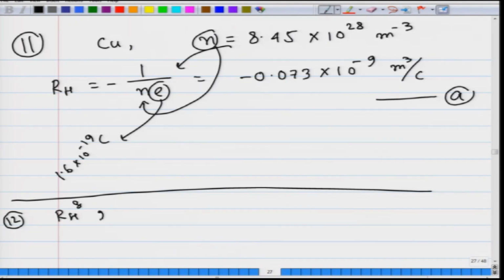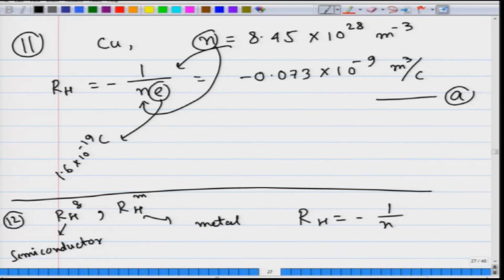RHS and RHM. This is for a semiconductor, the value of the Hall coefficient, and this is for a metal, the value of the Hall coefficient. Now, what will be the proper relation? This is the question. Now, we know that RH is simply 1 by NE, the value of the Hall coefficient.